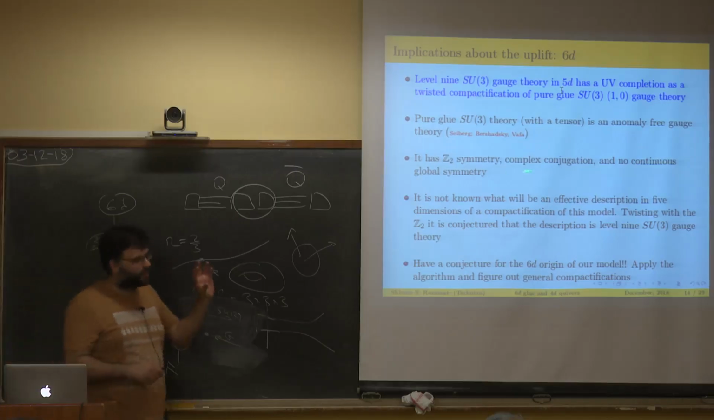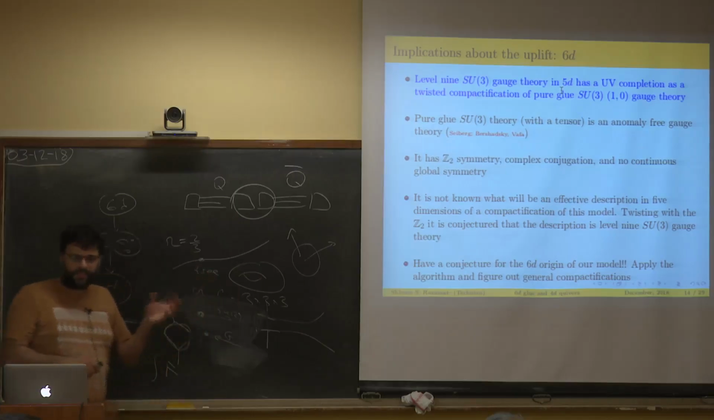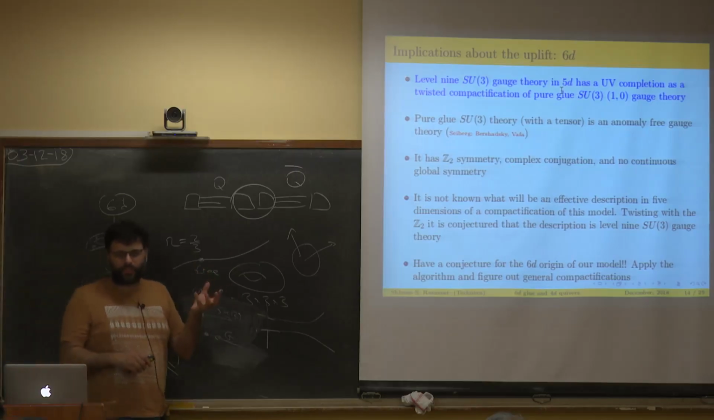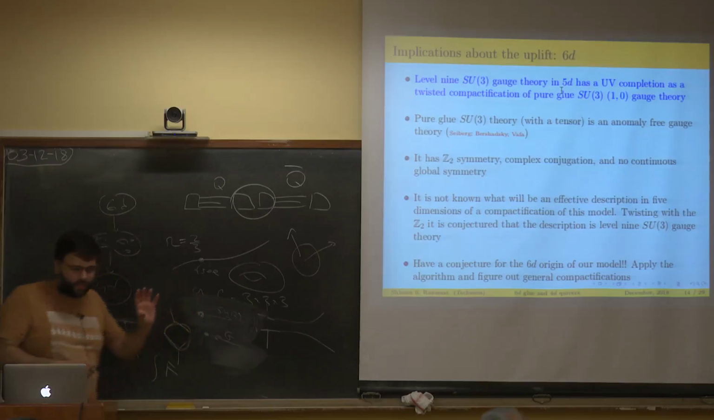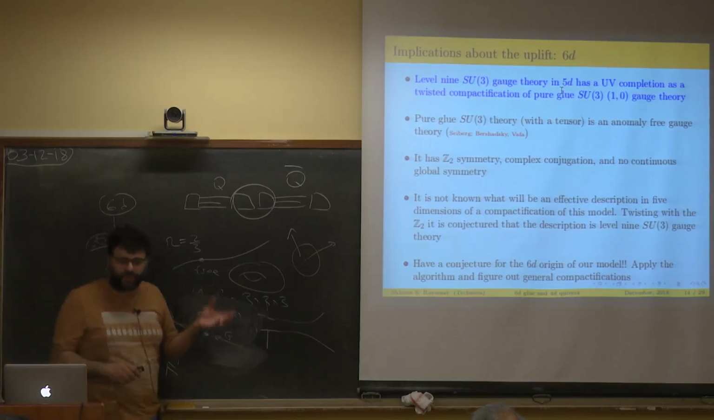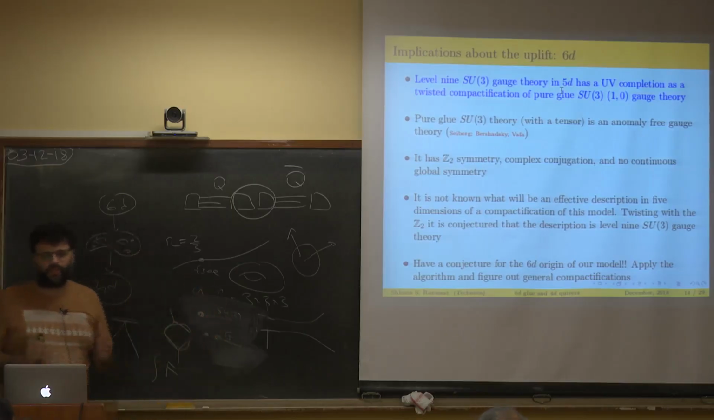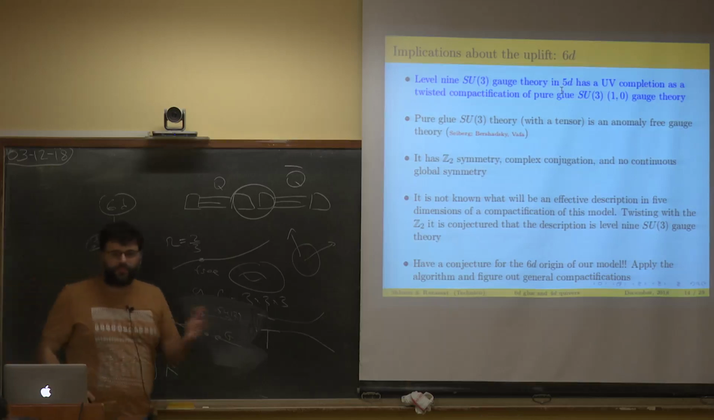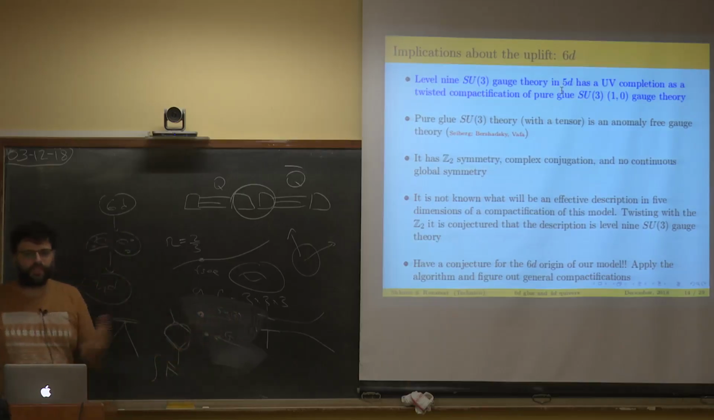And moreover, it's not just a reduction of the 6D theory on a circle. It's a reduction with a Z2 twist. This theory in 6 dimensions has a Z2 discrete symmetry, which is just complex conjugation. And you need to twist with that Z2 to get the 5D description. If you just reduce without a twist, it is not known what the 5D description is. Okay? It might be a strongly coupled theory in 5 dimensions which doesn't have a gauge theory description. So this twist is important.